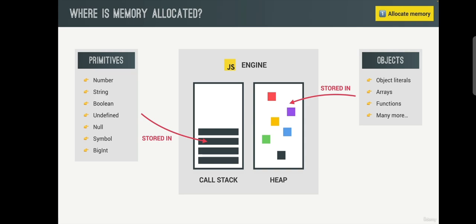But that's actually not all. So, besides primitives and objects, there are also something that we call references to objects, and these are also stored in the call stack. Now, what do I mean by object references? Well, let's find out, because references to objects are one of the most important things that you need to understand from this video, and I would actually say the most important thing.